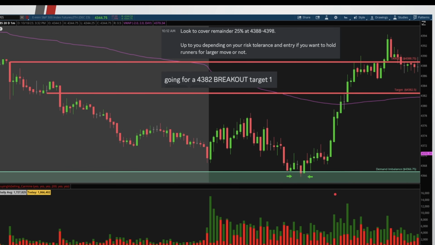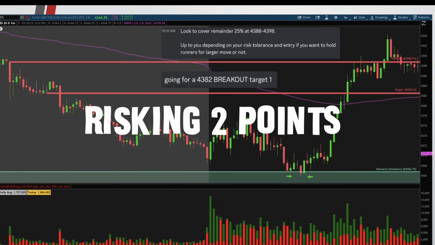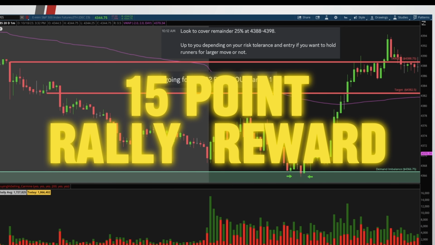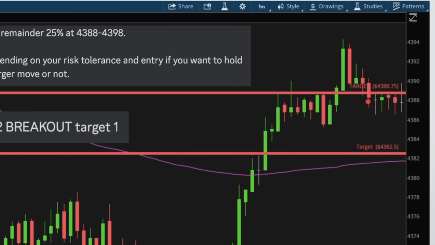So essentially we were risking about 2 points, which is $50 per contract, or if you're trading the micros, $5 per contract. We were risking 2 points, which at most was $100 or $10 per contract, for a 15-point rally. A 15-point reward for a 2-point risk is excellent risk to reward, and we scaled out on the way up, and our last exit was at the upper target at 4388 for a 20-point rally in about 25 minutes time.